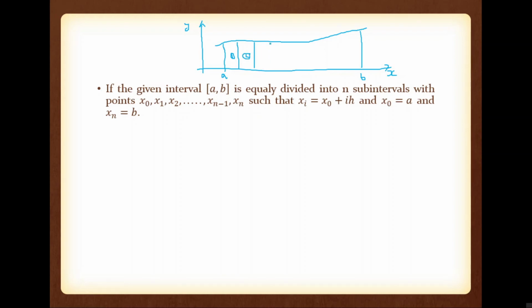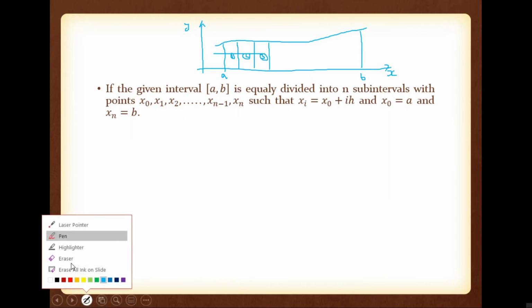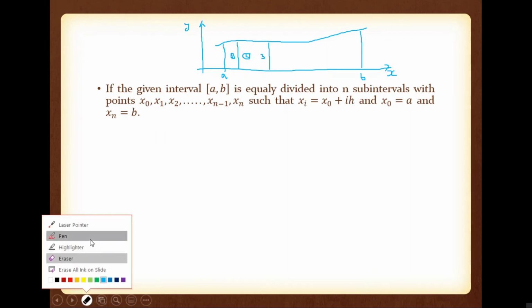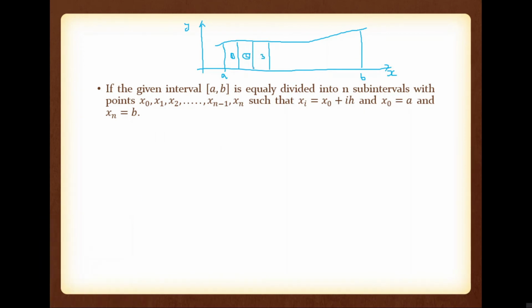Then third sub-interval, then fourth sub-interval, etc. The n minus 1th sub-interval and nth sub-interval.